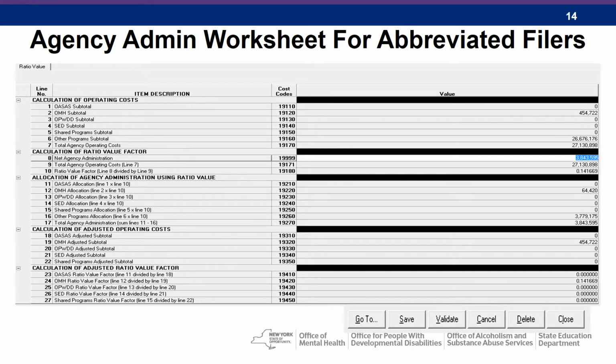Abbreviated filers do not have to break down agency administration costs by category and line item since they are not required to complete the CFR 3.